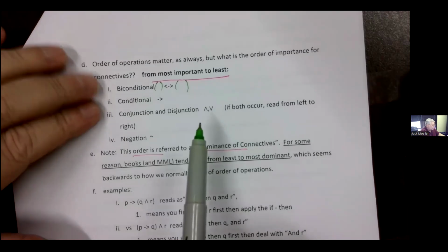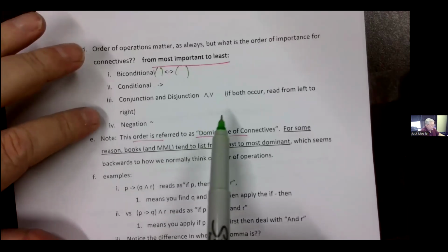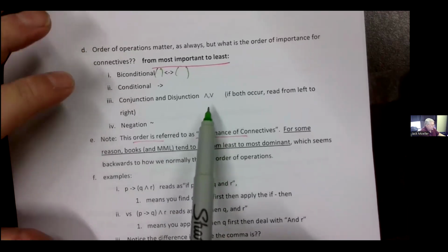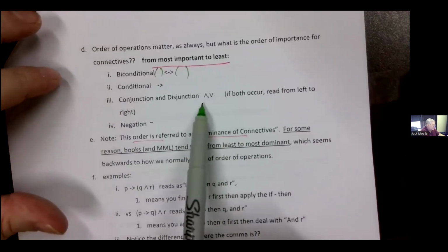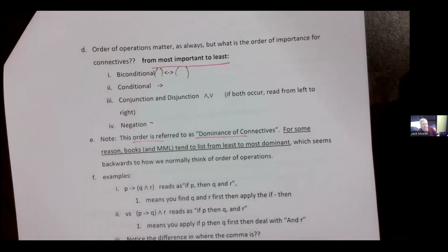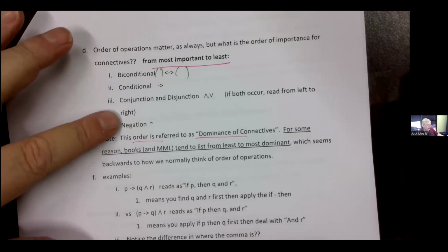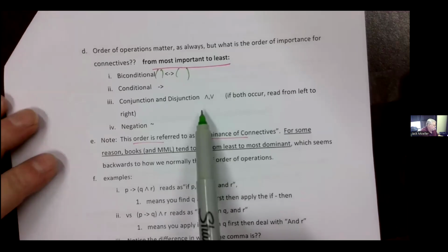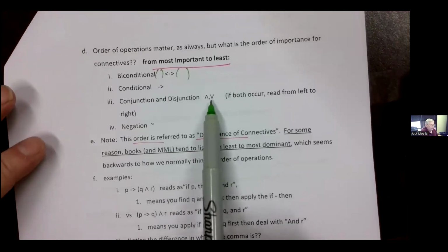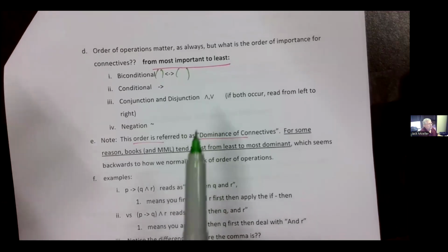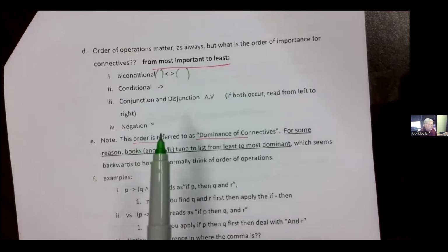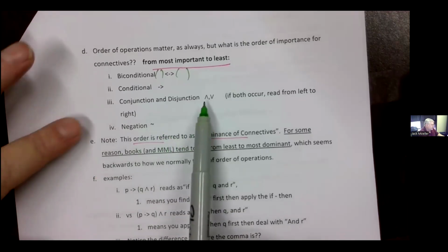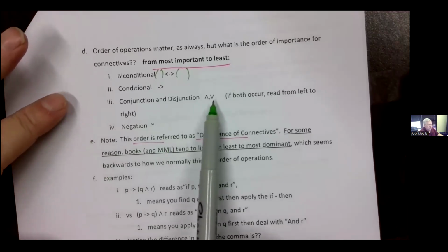After the biconditional and conditional, the third most important are the conjunction and disjunction, our ands and our ors. If you have both of them, this is where we go back to reading left to right. Remember, we're getting these from sentences a lot of the time, so we're reading our sentences from left to right. Conjunction and disjunction are equally important. It's sort of like multiplication and division. You don't always multiply first and then divide second. You do whichever one's on the left first. It's the same with ands and ors, with conjunctions and disjunctions.